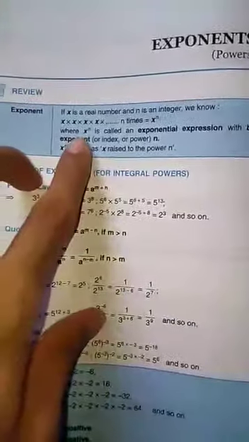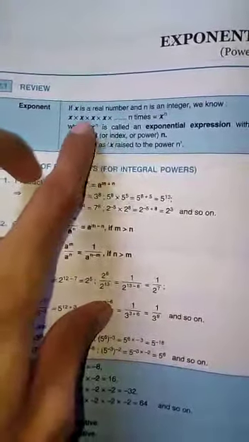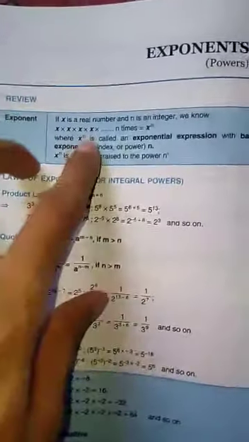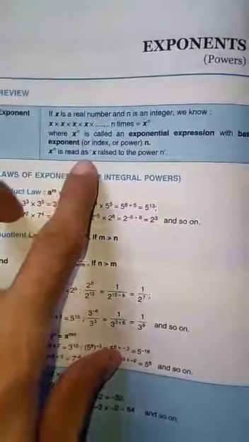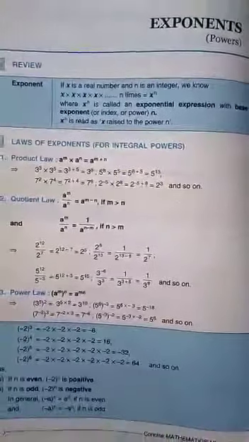The x is known as the base and n is the power of this exponential expression. Clear? n is the power, or n is the exponent, of this exponential expression. Now x to the power n is read as x raised to the power n. Now we will read about the laws of exponents.